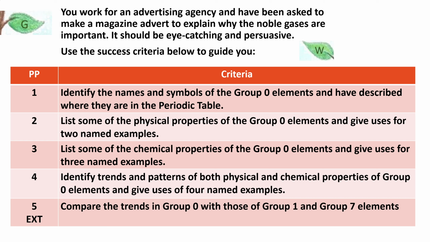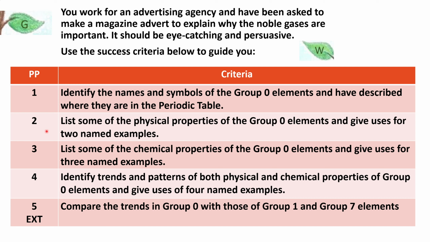If you'd like to search on YouTube and find different videos on group 0, group 1 and group 7 elements. So, you work for an advertising agency and have been asked to make a magazine advert to explain why the noble gases are important. It should be eye-catching and persuasive. Use this success criteria below to guide you. Just see this as what grade you would get. So if you did the first one, you would get a grade 1, then a grade 2, 3, 4, and 5. For a grade 1 on your little poster, you would identify the names and symbols of the group 0 elements and have described where they are in the periodic table. As a little side note, because you're trying to make this eye-catching and persuasive, for the grade 1 I would have expected you to draw them as atoms and colour them in.